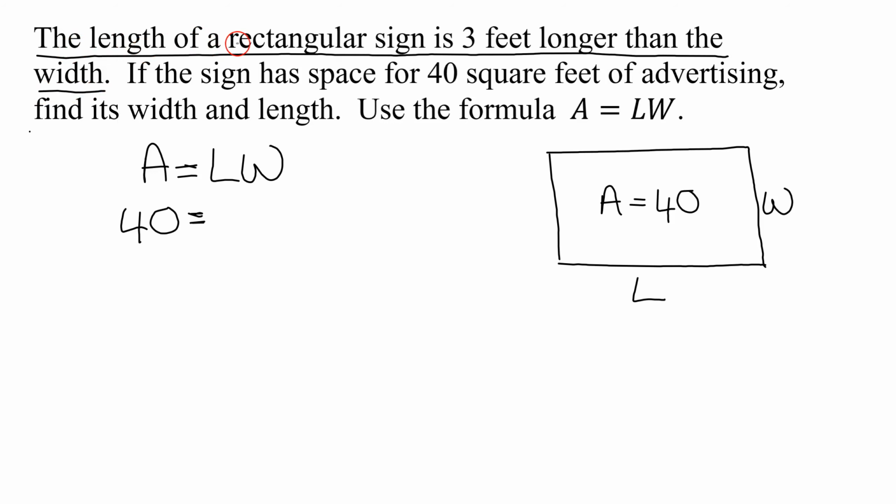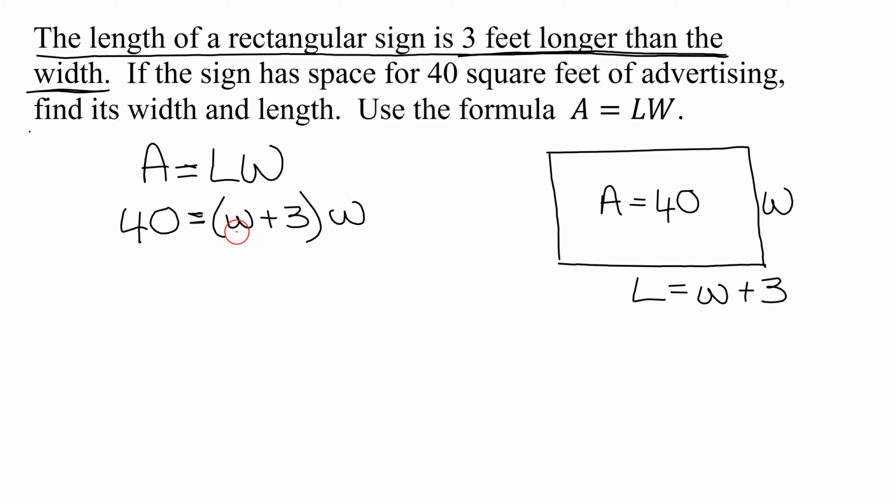The length of a rectangular sign is, that translates to L equals 3 feet longer than the width. And I could write here 3 plus W or W plus 3. It makes no difference which way I write it since it's addition. But 3 feet longer than the width means you're going to add 3 feet to the width. So that length is W plus 3, and then I'm going to multiply it by W.